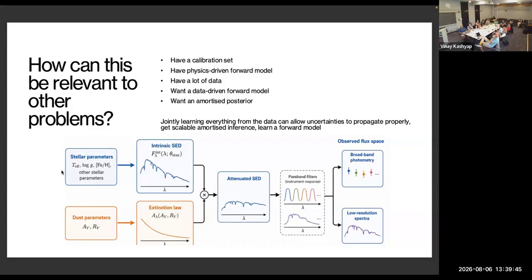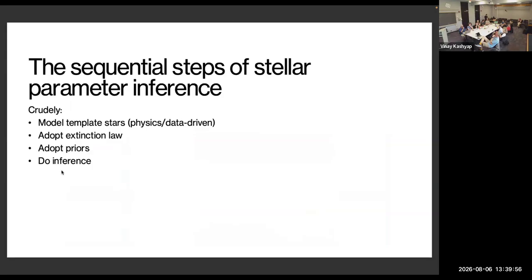A brief flow diagram of what we're interested in is presented there, and this might be similar to problems other people deal with. The big problem with stellar parameter inference is that we tend not to infer everything at scale jointly. There are some people trying to do this, but very crudely, we create a model template of stars, either in a data-driven sense, so this is the template of what the intrinsic color magnitudes and or SED looks like of that star. Then we adopt an extinction law, which is usually generated using another data set. Then we adopt priors and we do inference.